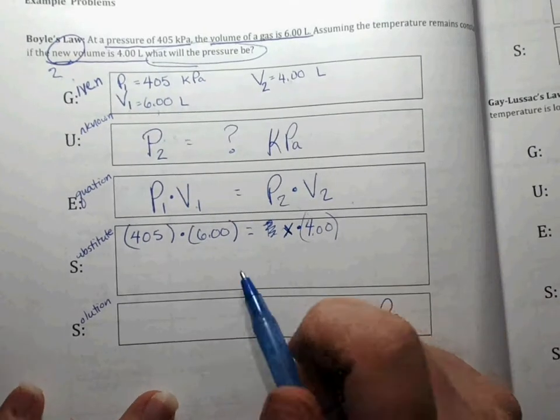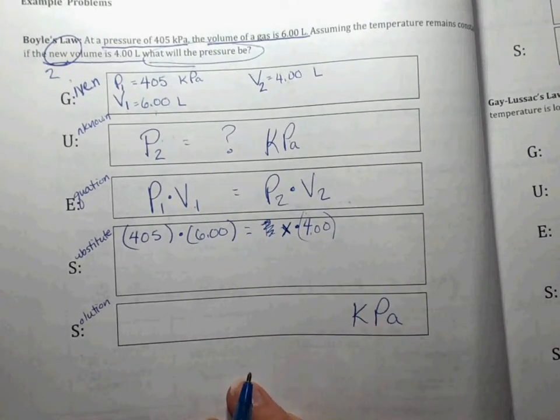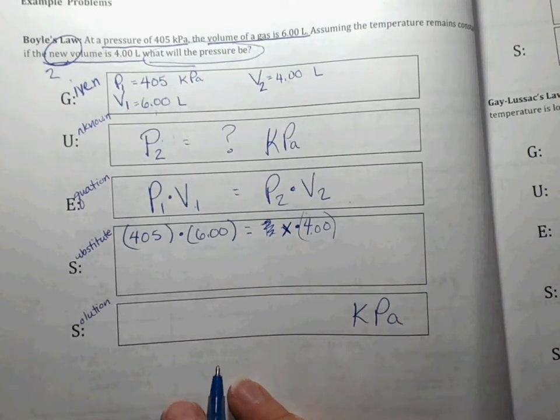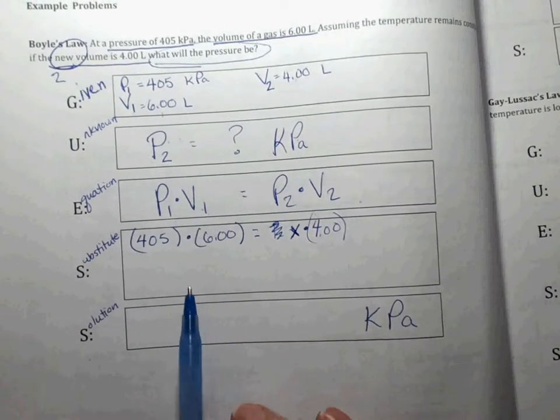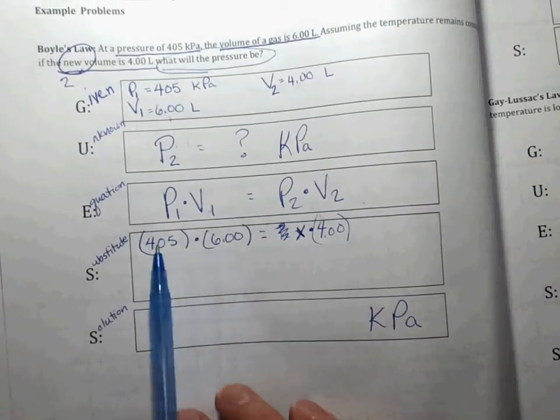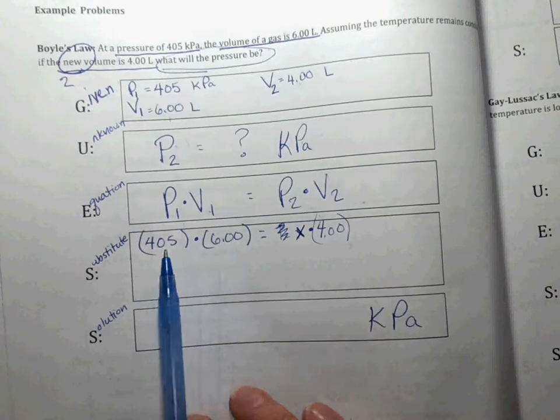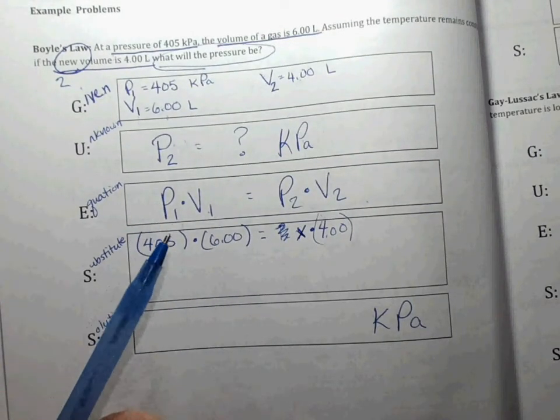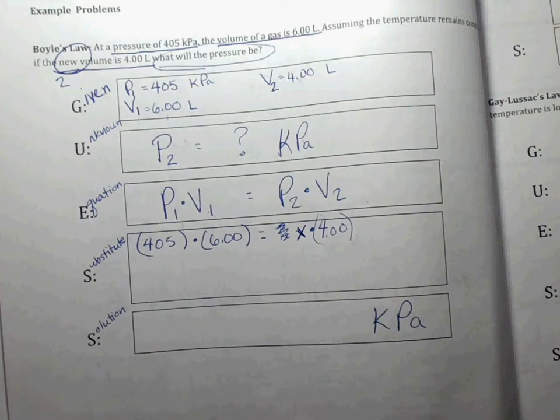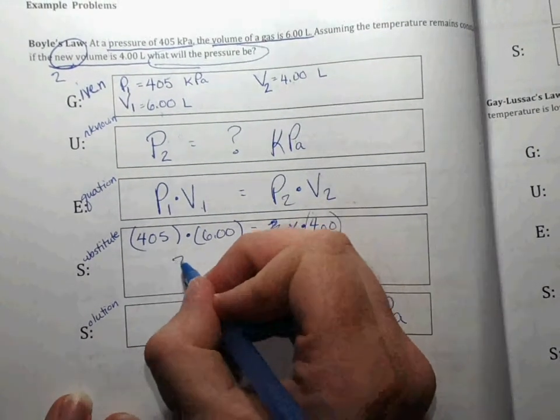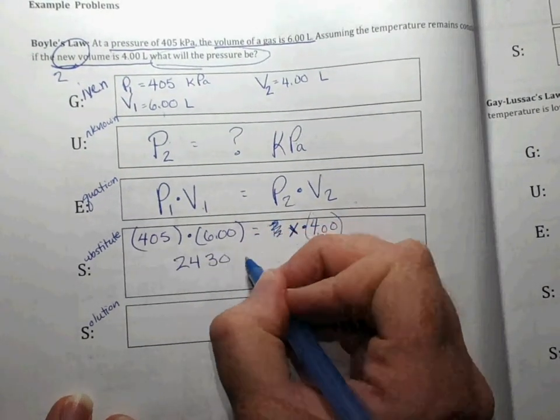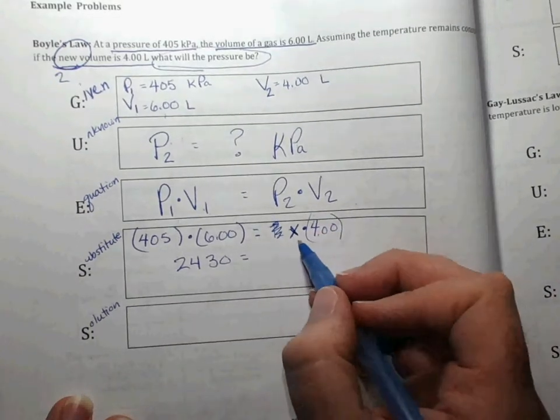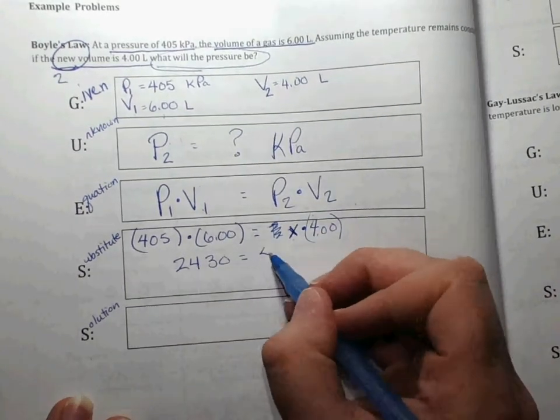Okay. There are a couple different ways you could correctly solve this algebra. Either way, I'm going to go ahead and say you should probably combine these terms here and do the multiplication. 405 times 6. That is 2430. And that equals x times 4.00.